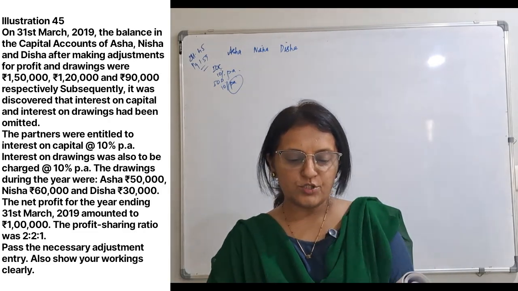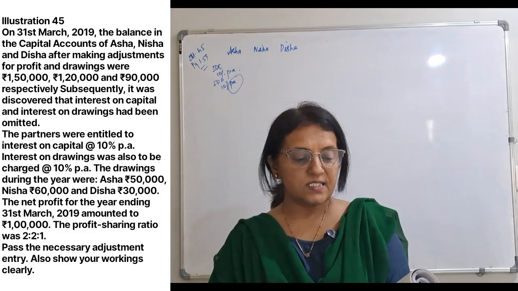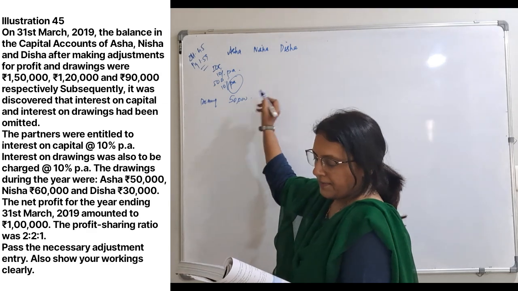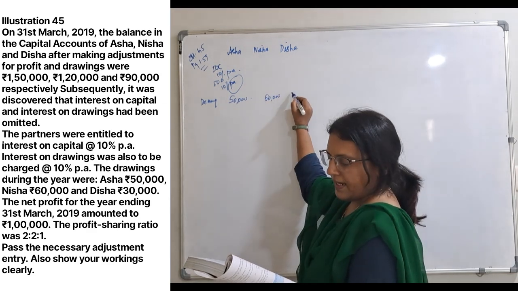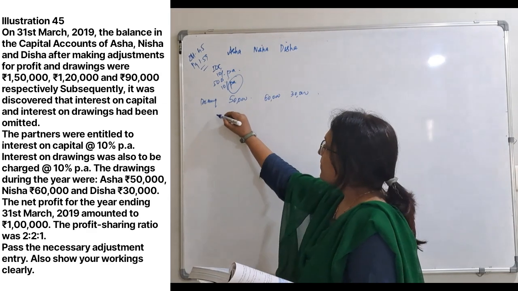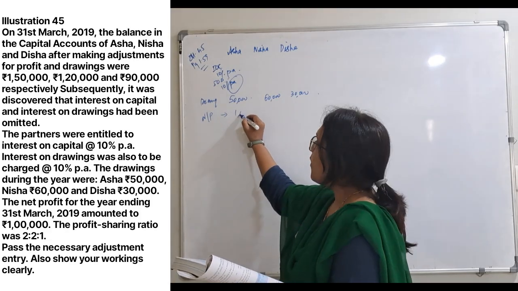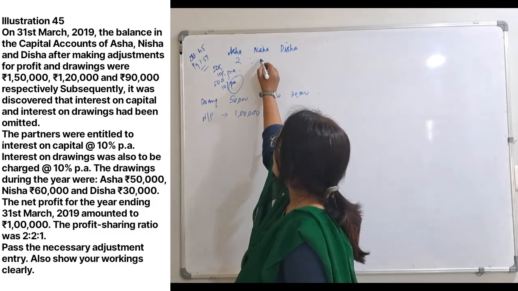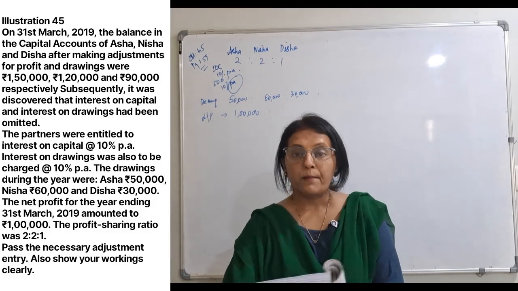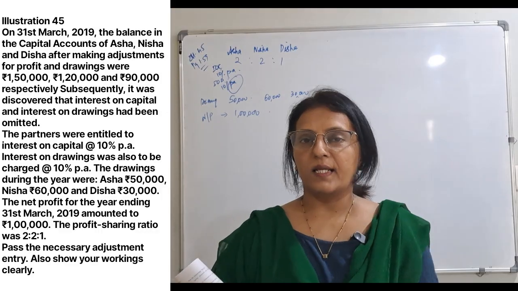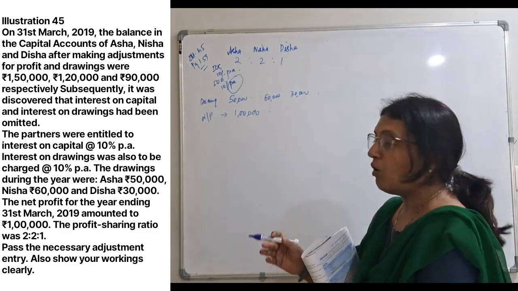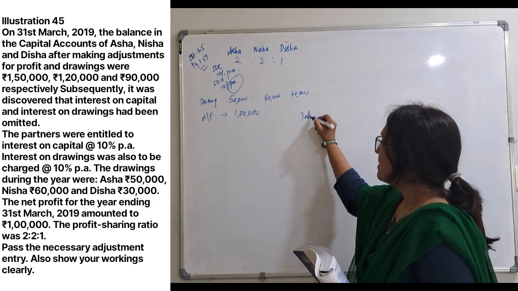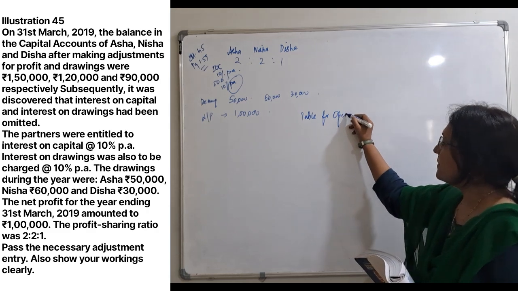I'll tell you. The drawings during the year were 50,000, 60,000 and 30,000. The net profit for the year was 1 lakh. And the profit sharing ratio is 2:2:1. But first, we need to find out the opening capital. So let's find out the opening capital of all 3. So this is the table for opening capital.